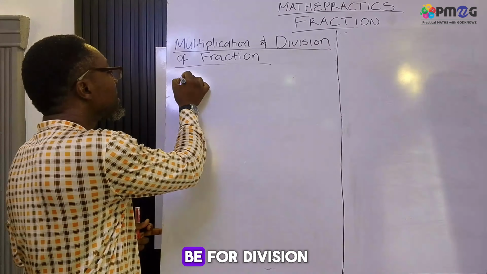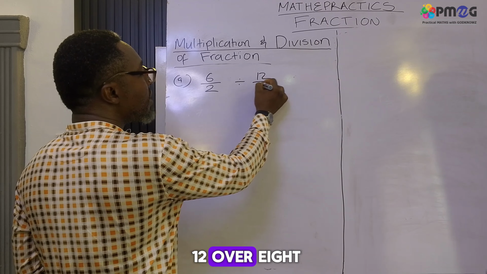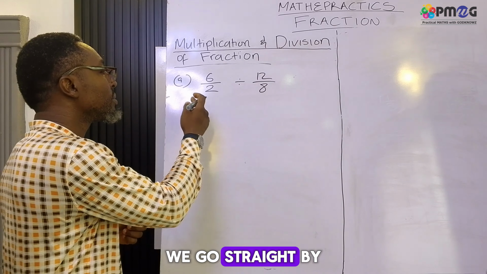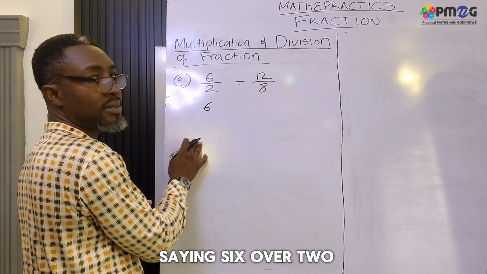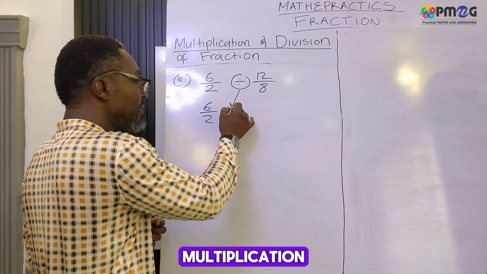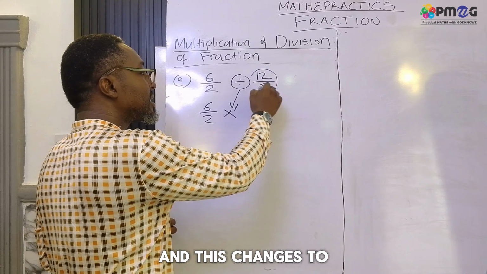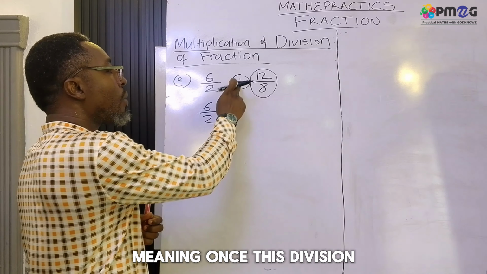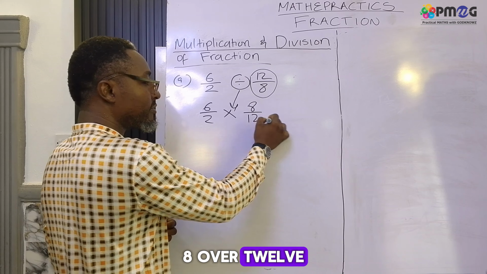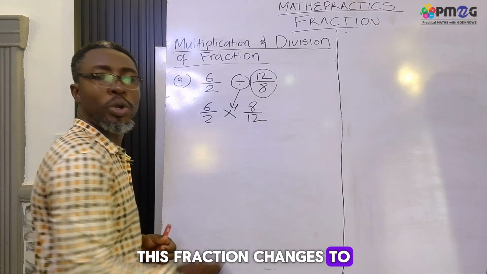Now, the first example would be for division: 6 over 2 divided by 12 over 8. How do we solve this? We go straight by saying 6 over 2. Our division changes to what? Multiplication, and this fraction changes to its reciprocal. Meaning, once this division changes to multiplication, 12 over 8 changes to what? 8 over 12. As the division changes to multiplication, this fraction changes to its reciprocal.